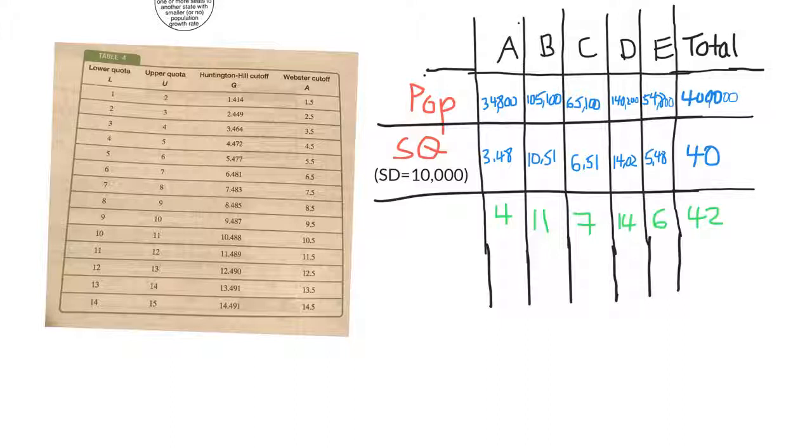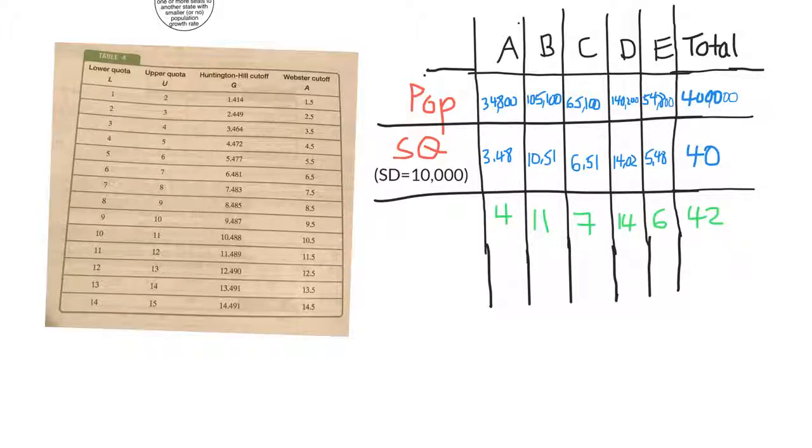So, as you can see, even with the Huntington-Hill method, you might end up rounding all of these in such a way that results in this number being too large. Now, when that happens, similar to what we had talked about before, you're going to have to find a different standard divisor.